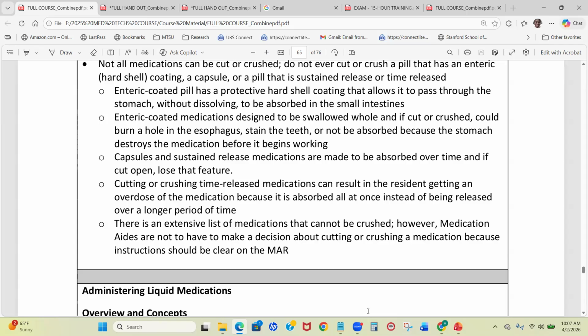Capsules absorb over time. So don't go and crush a capsule when the doctor has not said you should, because the resident said, oh, that big old pill, I don't want to take it. Don't do that. Ask permission. Ask the doctor. Let them change the orders, and they'll be able to change it from capsule to something else. Or if the doctor says, oh, it's okay to open the capsule up and put the powder inside the pudding, then do that. Only on the doctor's order, only on the nurse practitioner's order must you do that. If not, don't do it.